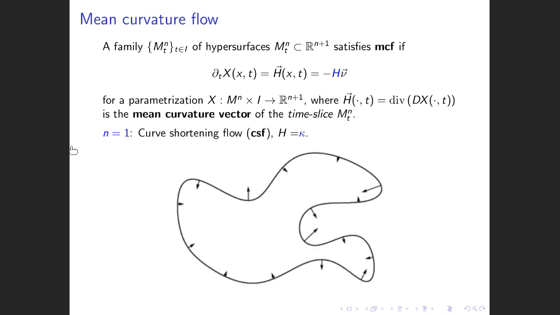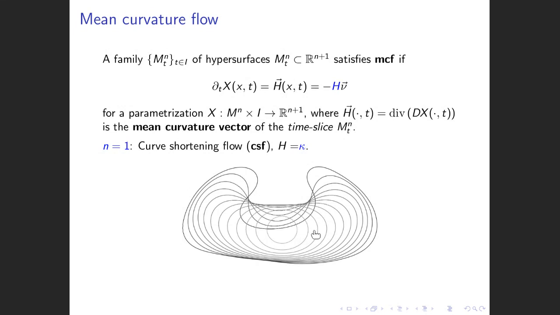Okay, so the special case where n equals 1, we have the curve shortening flow. Here, the mean curvature is just the curvature of the curve. And in this example here, we see a curve, and the arrows point towards where the curve is going to move. The bigger the length of the arrow, the bigger the speed. So the more the curve curves, the faster it's going to move.